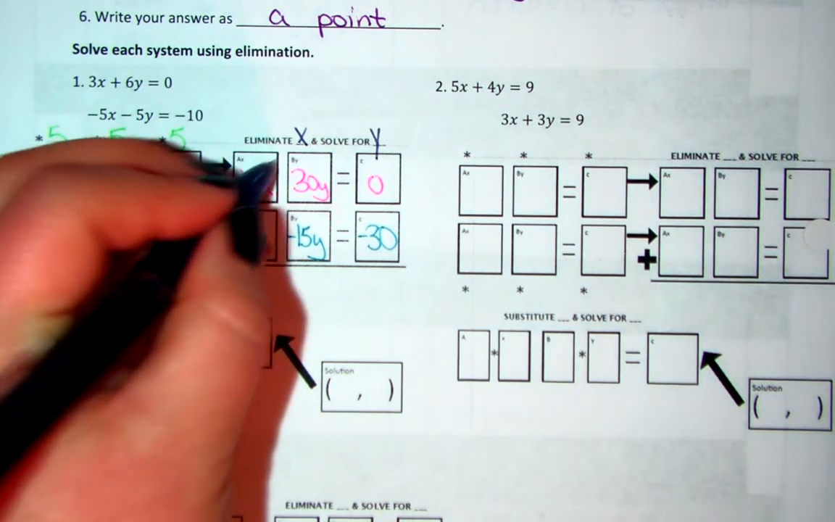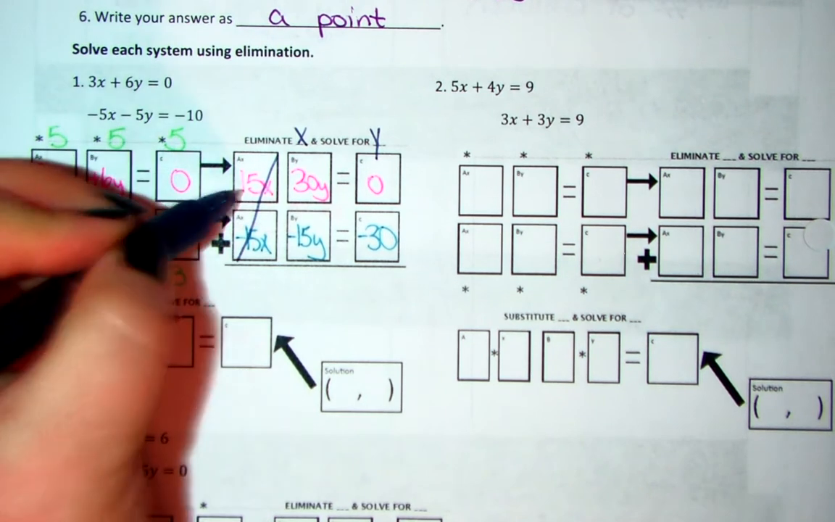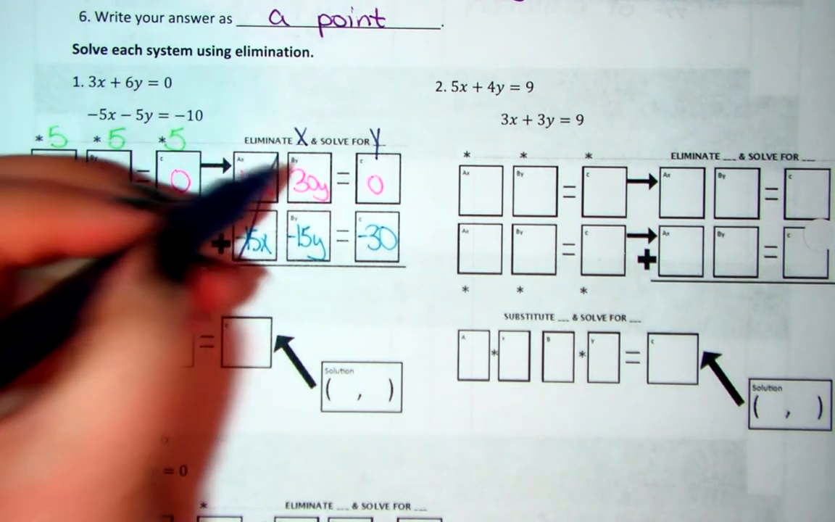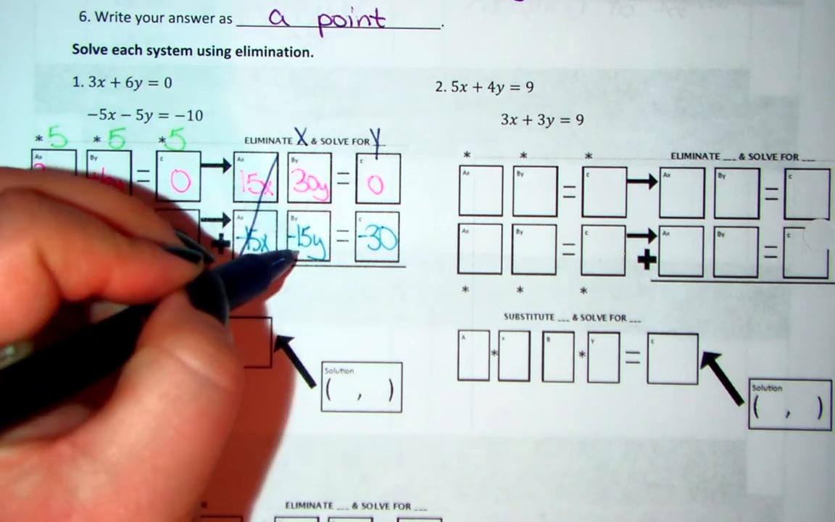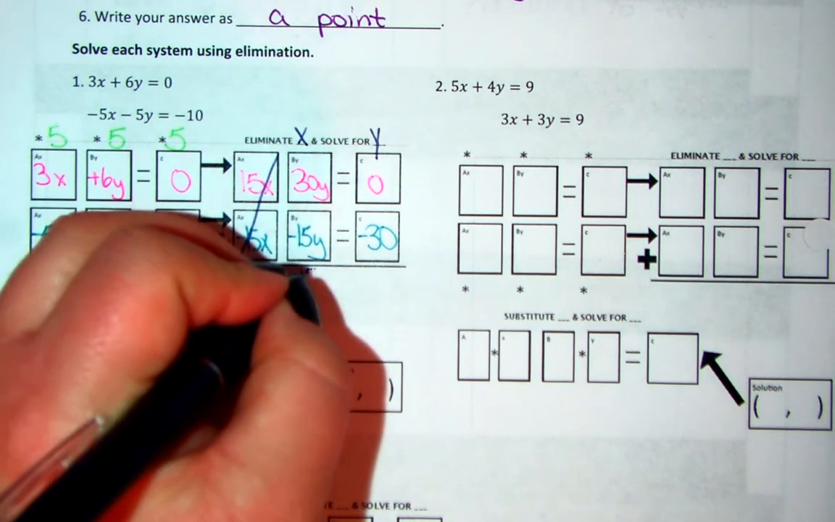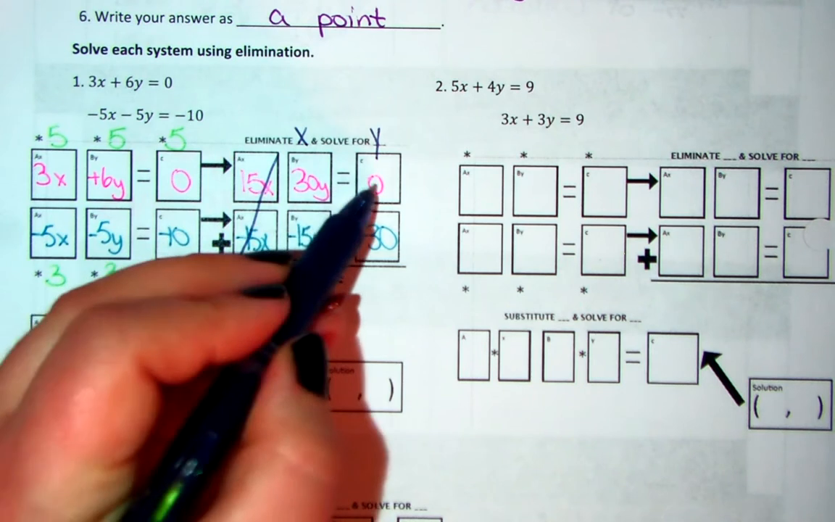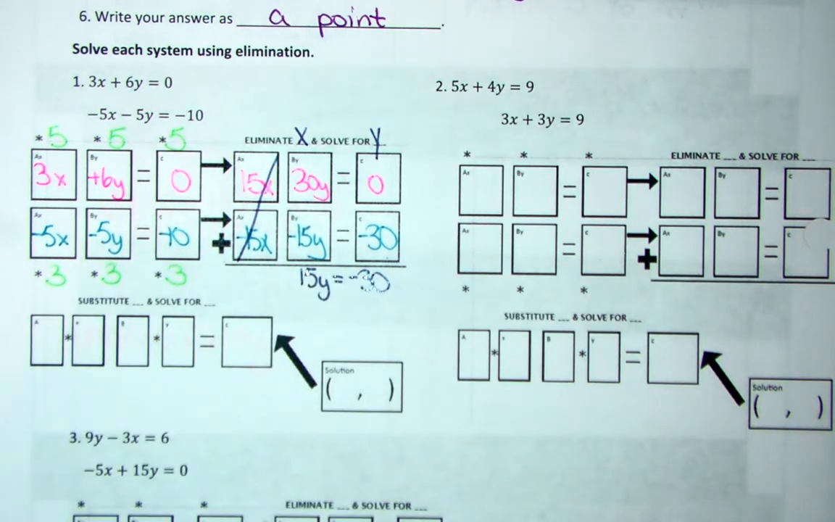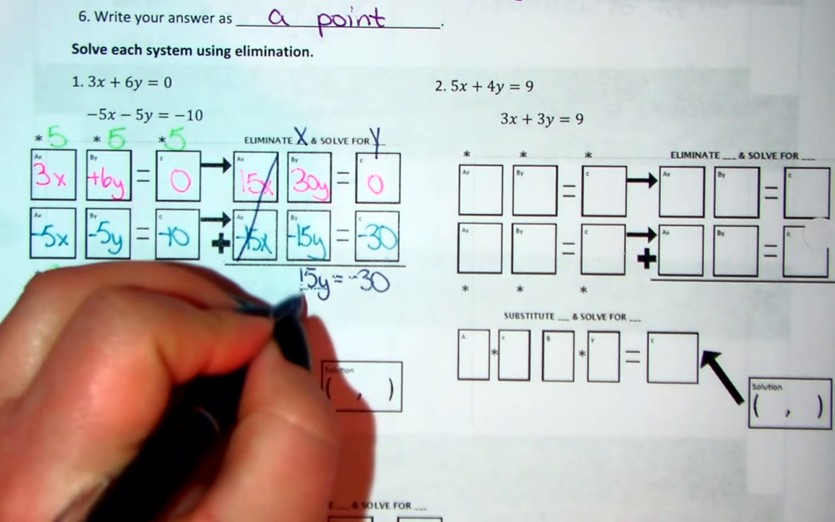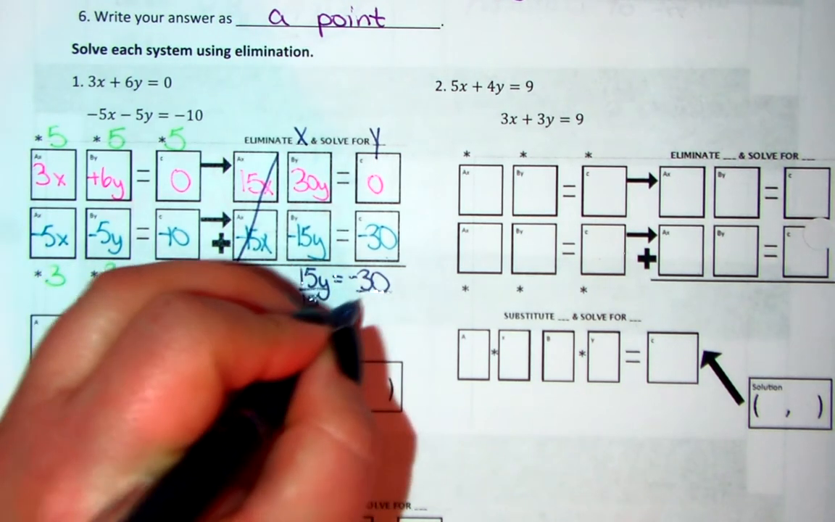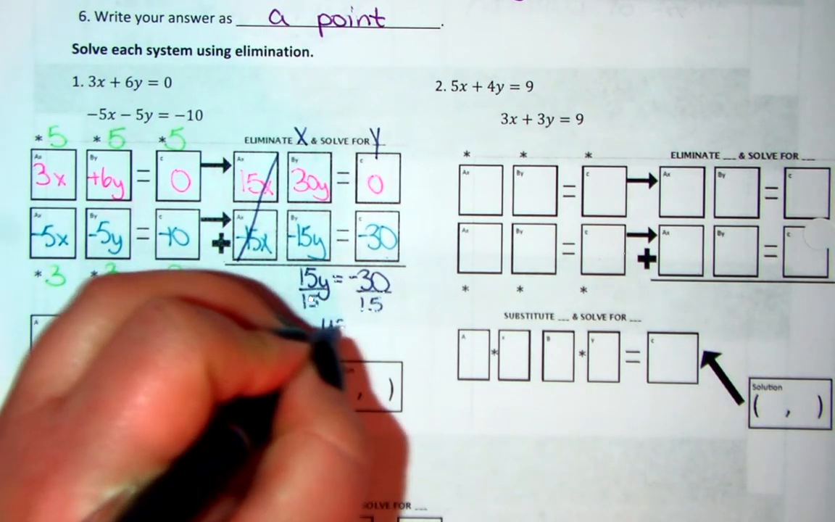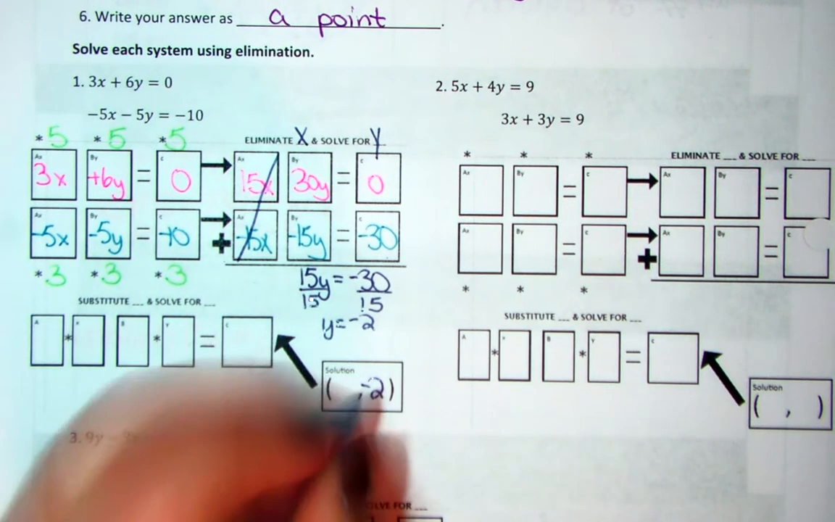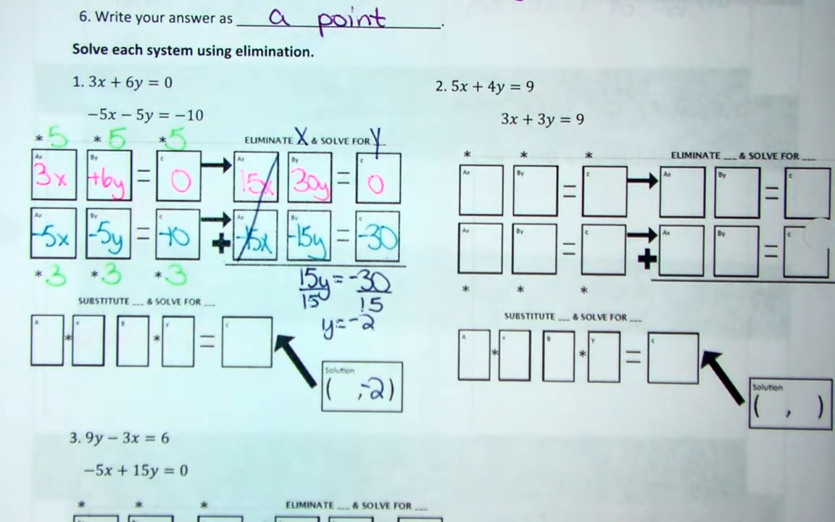So when I go and add these two together, I am able to cancel them out because 15x plus negative 15x is 0. 30y plus negative 15y gives me positive 15y. 0 plus negative 30 gives me negative 30. Then we need to divide by 15 on both sides so that we can solve for y. So negative 2 is part of my solution.